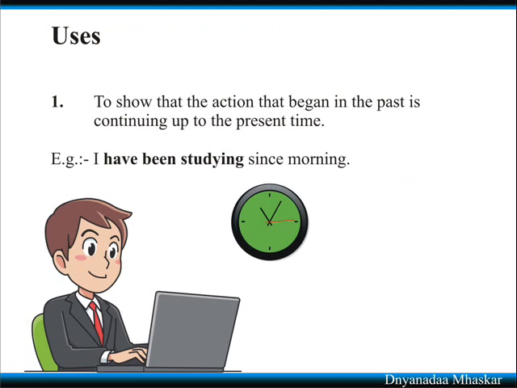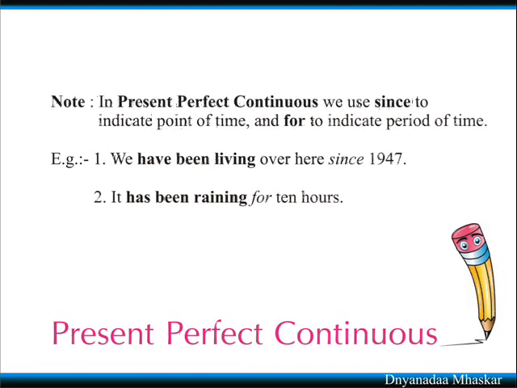Let us see the use. To show that the action that began in the past is continuing up to the present time. Example, I have been studying since morning. Please make a note. In present perfect continuous, we use since to indicate point of time and for to indicate period of time. Let us see 2 examples.